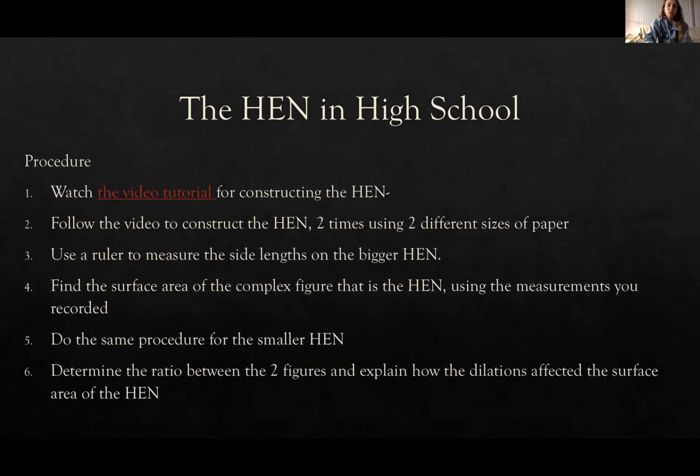So again, the first 2 steps, they can watch the same video tutorial to construct the hen, except this time each student would construct 2 different ones using 2 different sizes of paper. They can use a ruler to measure the side lengths on the bigger hen that they construct, find the surface area of the complex figure, that is the hen, using the measurements they recorded. And then do the same procedure for the smaller hen and determine the ratio between the two figures and explain how the dilations affected the surface area of the hen.